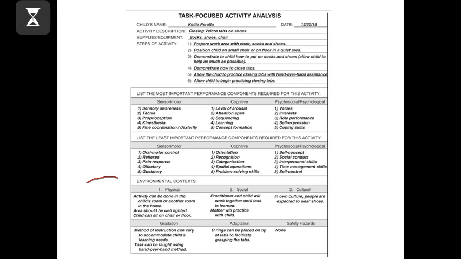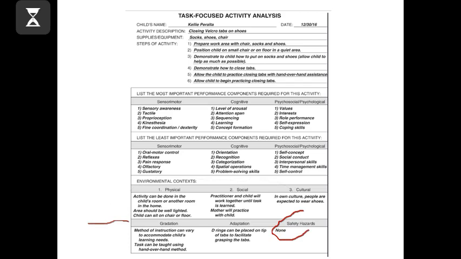So, in the physical environment, the activity can be done in the child's room or another room in the home, and the area should be well lighted and the child can sit on the floor. From the social perspective, they say the practitioner and the child will work together until the task is learned. Mother will practice with the child. And finally, in the cultural aspect, in their own culture, people are expected to wear shoes per this task analysis. And finally, they're talking about grading and adapting the activity and safety hazards.